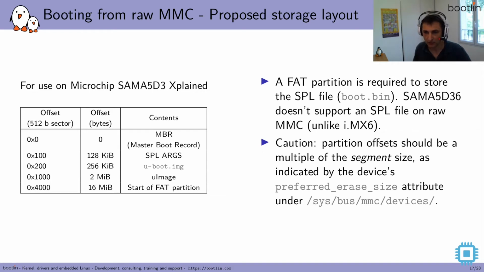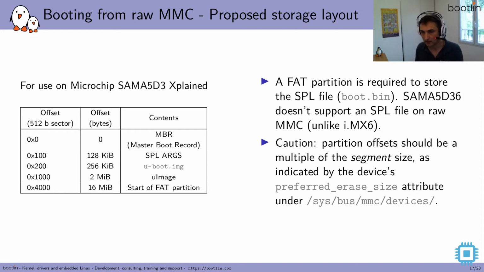256K you have the U-Boot image, and then the U-image at the 2 megabyte offset, and then we have the start of the first FAT partition that's at 16 megabytes. Actually, we need here in our case a FAT partition to store the boot.bin SPL file. SAMA5D3 actually doesn't support an SPL file on raw MMC, unlike on i.MX, so you really need a FAT partition here to boot from MMC, even raw MMC.